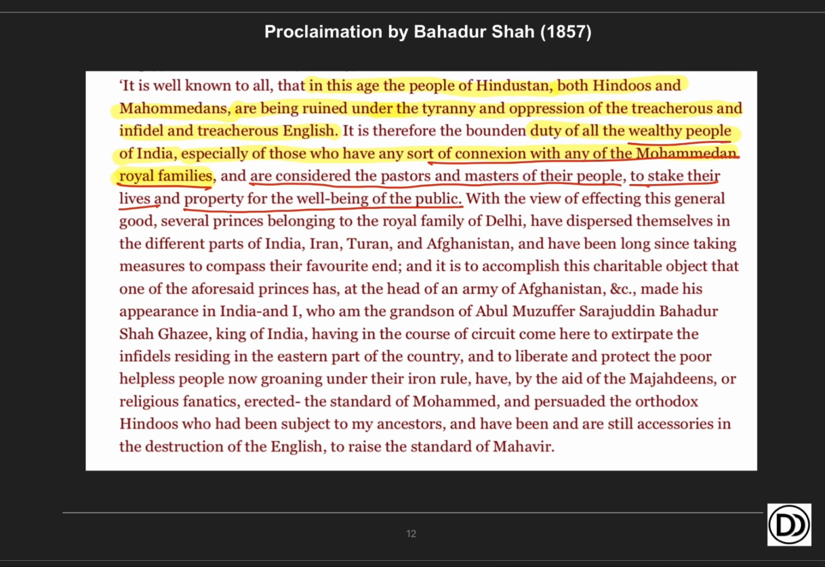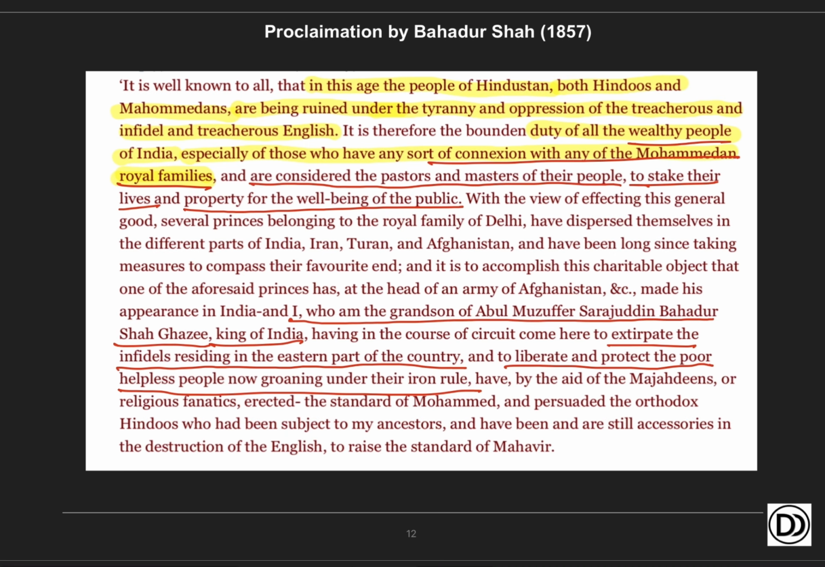And he further says that he, who is the grandson of Abdul Muzaffar Sirajuddin Bahadur Shah Ghazi, King of India, calls himself the King of India, and wants to throw out the infidels residing in the eastern part of the country. He is calling the East India Company, the British, who are mostly in power in the eastern part of the country, infidels. He wants to liberate and protect the poor, helpless people who are groaning under the iron rule of the East India Company.